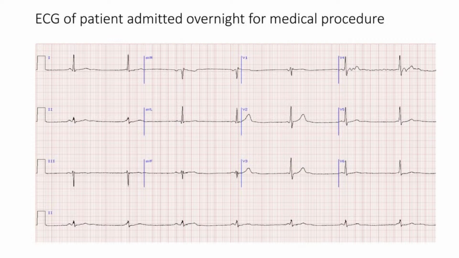This patient was admitted overnight for a medical procedure. Apparently this is an asymptomatic patient, and this ECG was taken. We need to look very hard to be able to identify what the problem is. But I put this slide here just to illustrate the point that not every AV dissociation is AV block. You can have AV dissociation as a result of AV block, but you can have AV dissociations that may not necessarily be due to AV block.